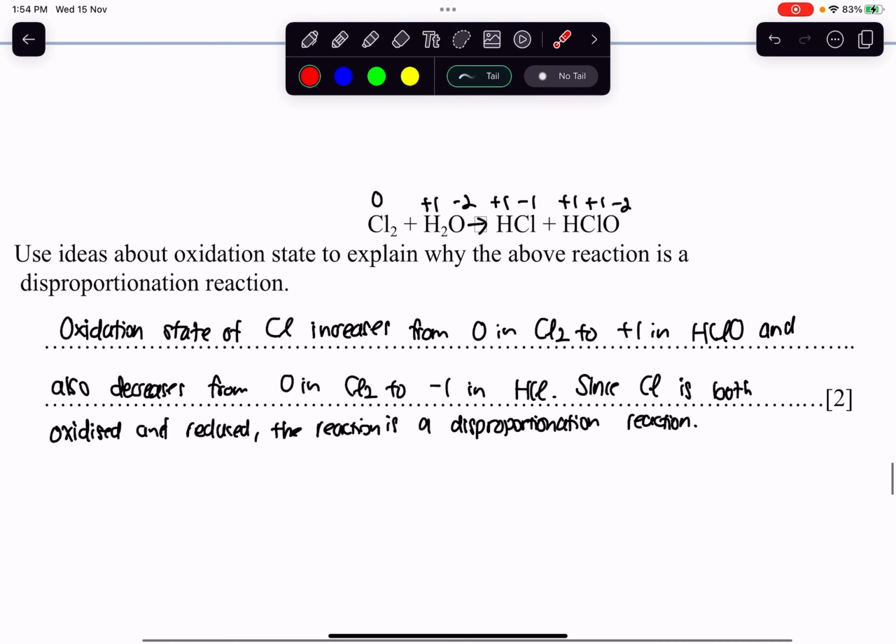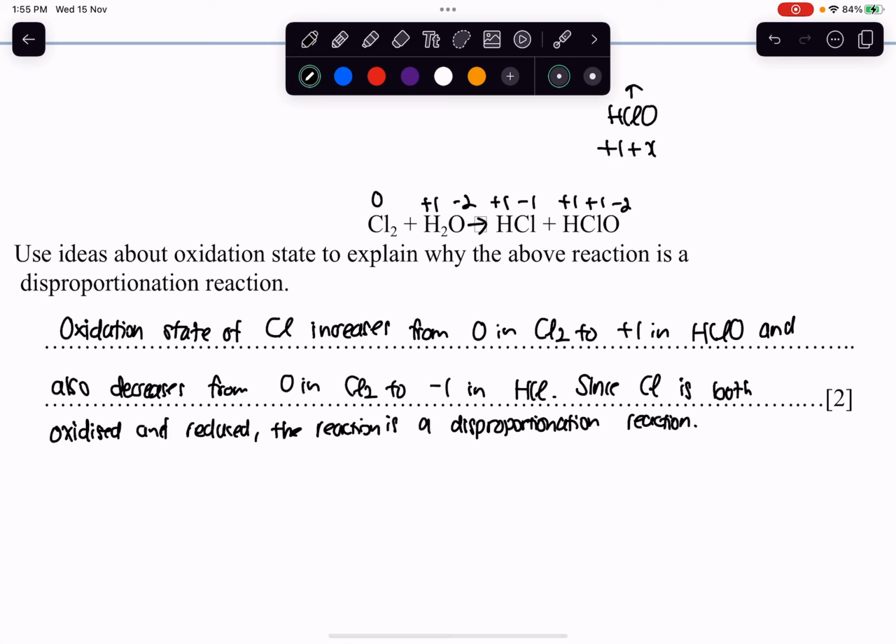You just go and calculate the OS of every single element first. Cl is 0 because it's an element. In H2O, H is +1, O is -2. In HCl, H is +1, Cl is -1. In HClO, H is +1, O is -2. How to find chlorine? In HClO, you have +1 plus x, you let chlorine be x, plus -2 equals 0. So you have x minus 1 equals 0, x is +1.